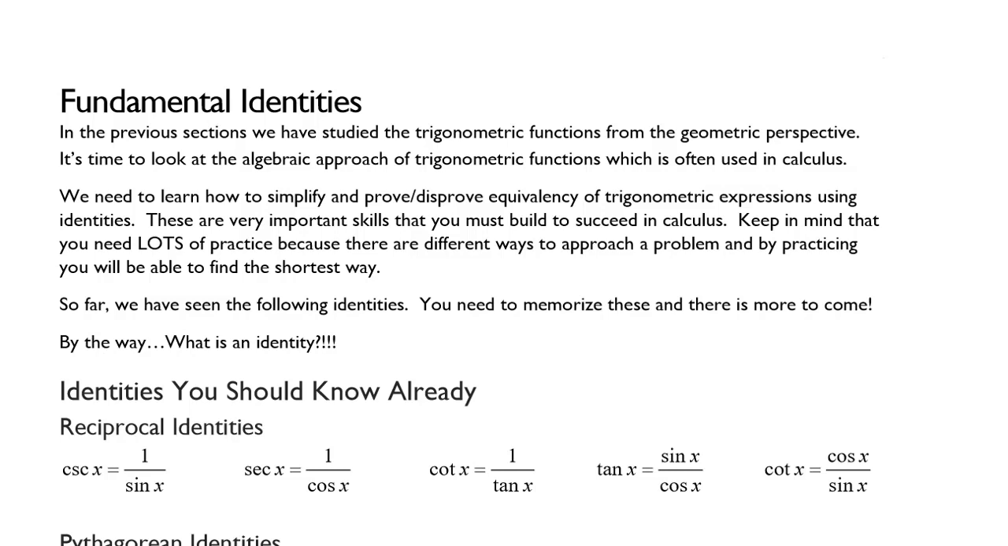Keep in mind that you need lots of practice. There are different ways to approach a problem, and by practicing, you'll be able to find the shortest way. So far, we've seen the following identities. You need to memorize these, and there is more to come. By the way, what's an identity? Let's review the ones you know already, and possibly even without realizing it.